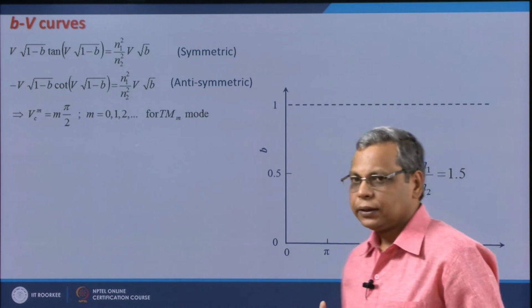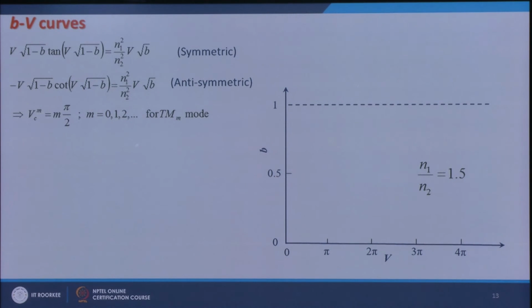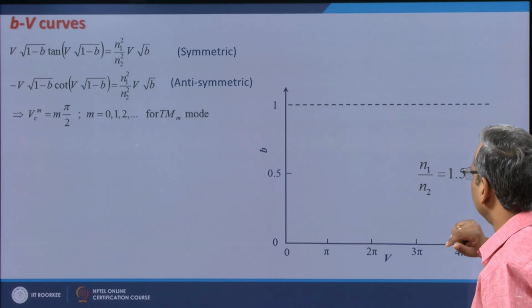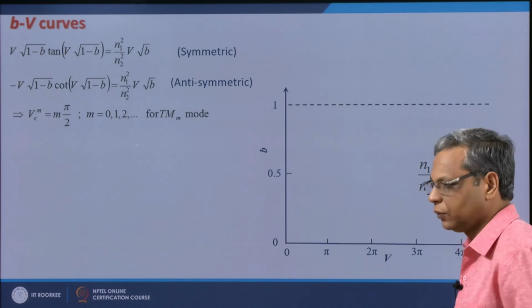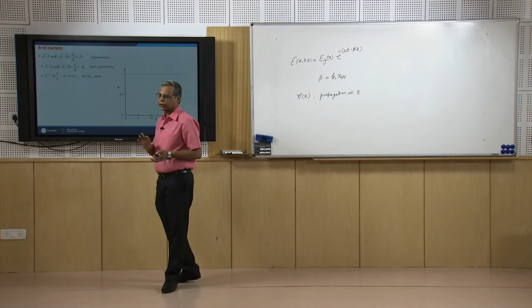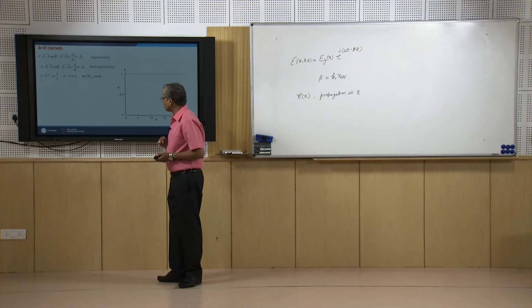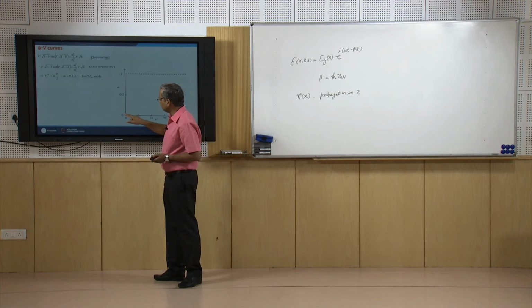Let us now plot V curves. I will have to plot for a given value of n1 over n2. Let me see how it looks schematically for n1 over n2 equal to 1.5. The first thing is the cutoffs are the same, so the plots will start from the same value for TE and TM.